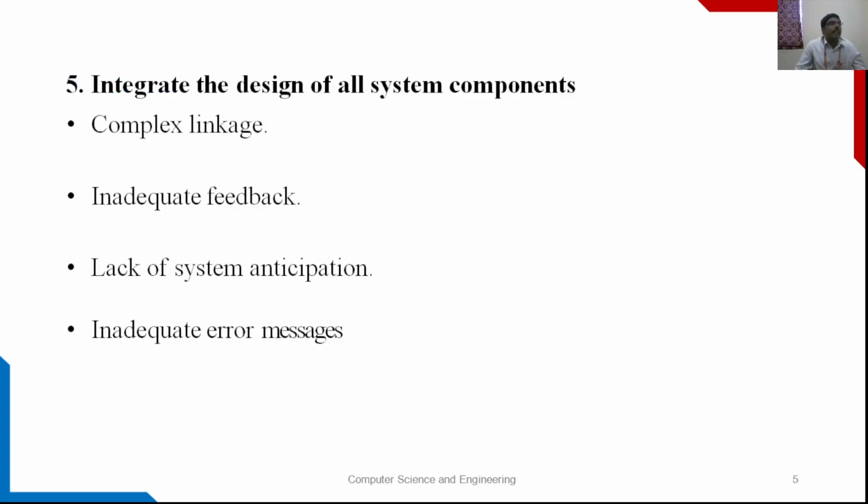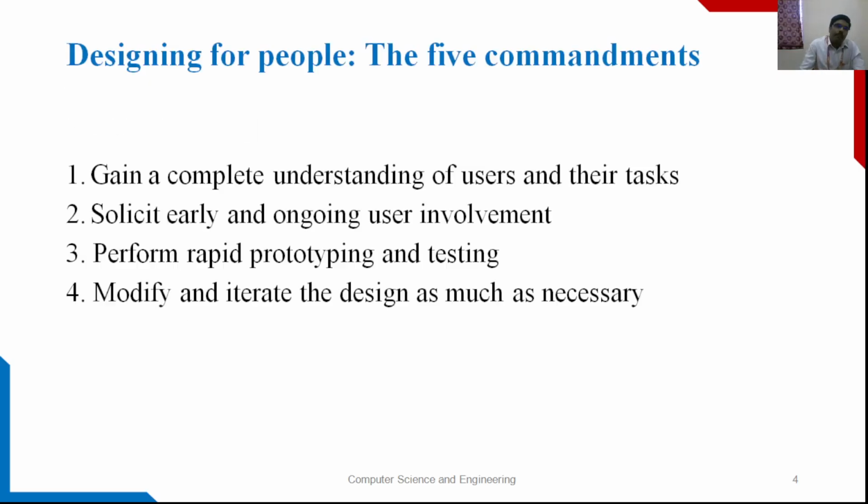The last one is to integrate the design of all the system components. The software, documentation, and help functions are all important elements of the graphical system or website, and should be developed together, avoiding complex linkage, inadequate feedback, lack of system anticipation, and inadequate error messages. These are the five commandments for designing for people.